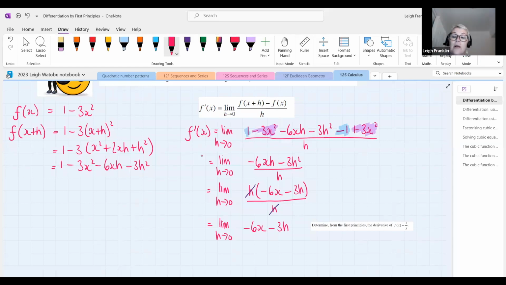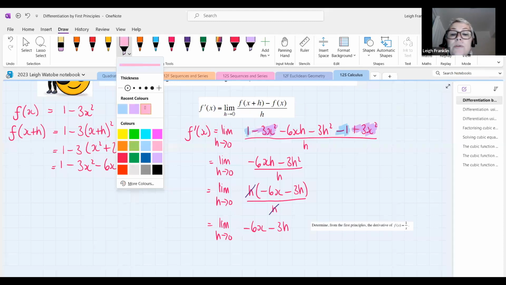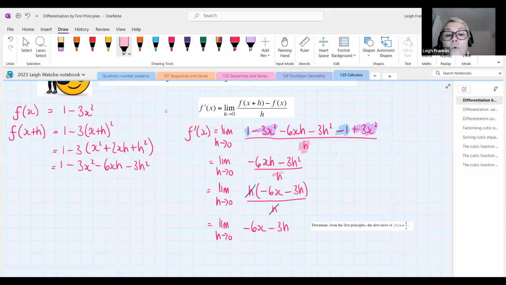Now, you are not allowed to show that h is 0, okay? Because if you show h is 0, then it means that we could show that h was 0 here, or here, or there. Now, we cannot have division by 0. So you may not show that h is 0. You've got to do it in your head. Okay, remember, we're bending the rules, we're not breaking them.